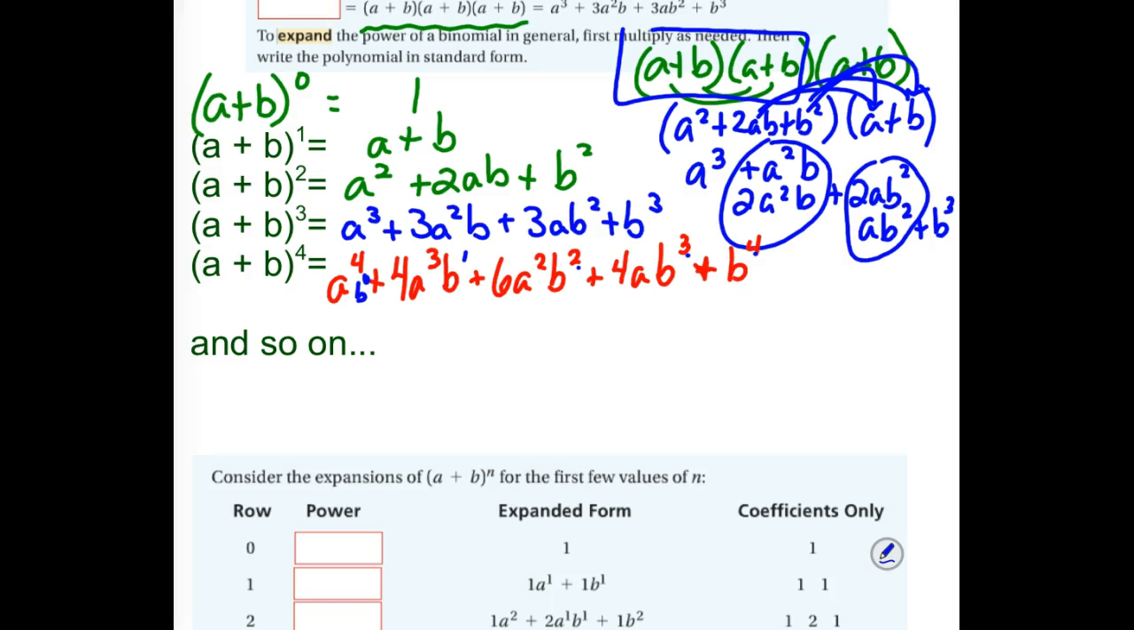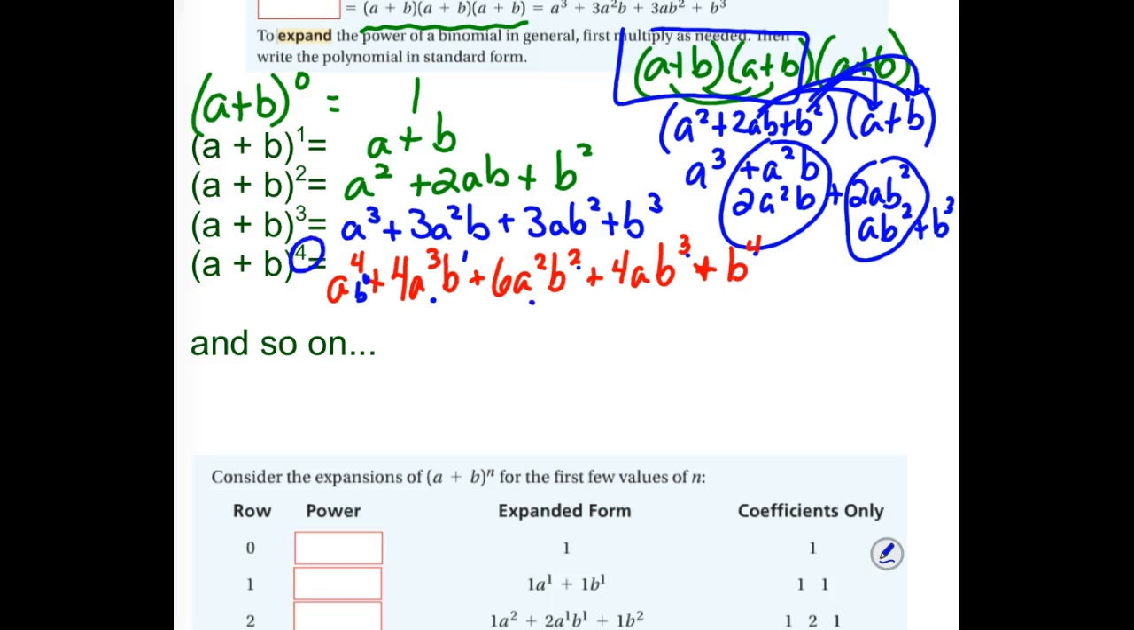You said the B's power goes up. What happens to the A power? It goes down. Yes? Okay. In this last one, we started with a to the fourth, b to the 0. Our powers add up to 4. In our next term, we have a cubed b to the first. Our powers add up to 4. In our next term, a squared b squared. Our powers add up to 4.